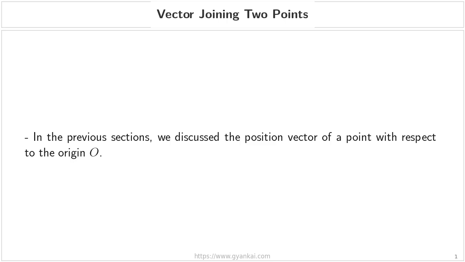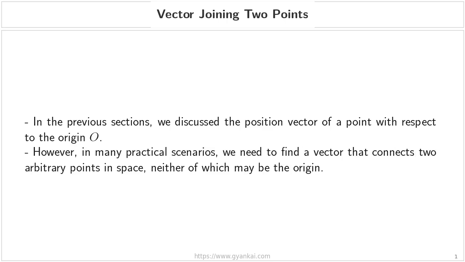Now, in our previous lessons, we focused primarily on the position vector of a single point, specifically looking at how that point relates back to the origin, which we denote as capital O. That was a great foundation, but it only tells us where a point is located relative to a fixed starting point. However, in the real world, whether you are calculating the path of a drone or the movement of a particle, we often encounter scenarios where we aren't interested in the origin at all.